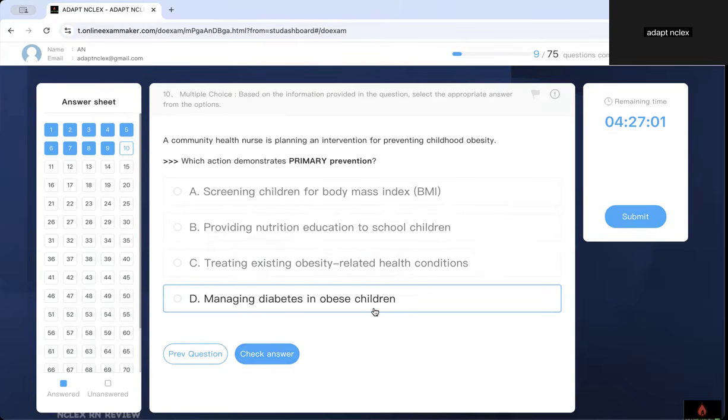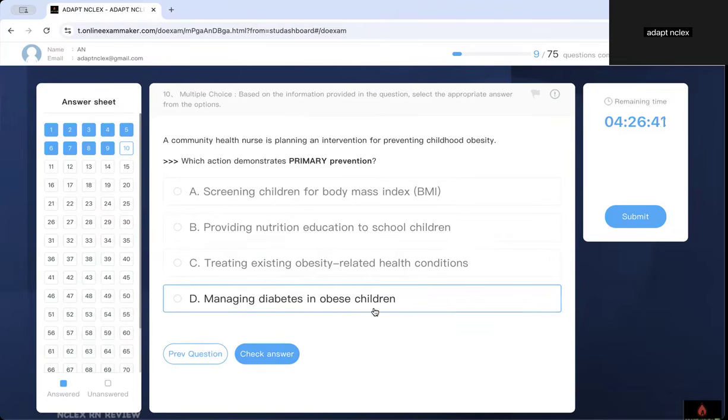Community health, right? This is management of care. A community health nurse is planning an intervention for preventing childhood obesity. Which action demonstrates primary prevention? You have to know what is the primary, secondary, tertiary, and quaternary. What is the main idea of primary?